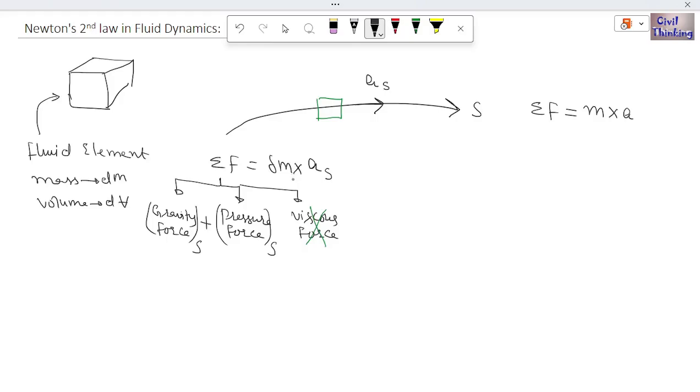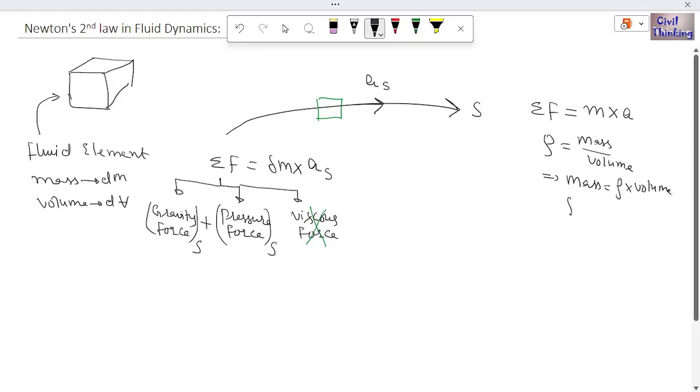Now we know mass density rho is mass divided by volume, right? So from here I will get the mass to be mass density rho times volume. So I can write delta m, because delta m is the mass of this fluid element, as rho times the volume of this element, which is delta v. So delta m is rho times delta v.